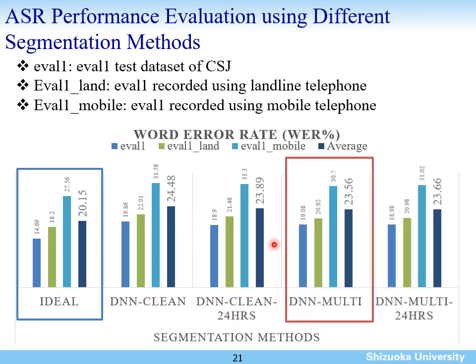Finally, we compared the training data augmentation methods for DNN multi and DNN multi 24 hours with others. Looking at the performance of DNN multi, we can conclude that including noisy data with variants of environments in the training data helps improve segmentation performance, resulting in overall performance improvement for the ASR task.